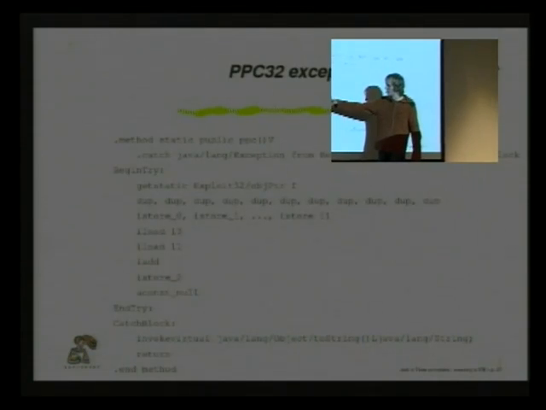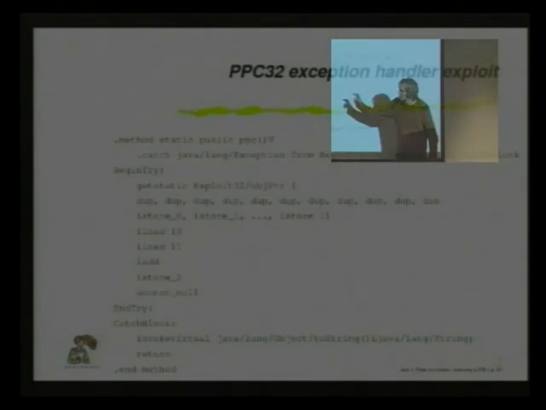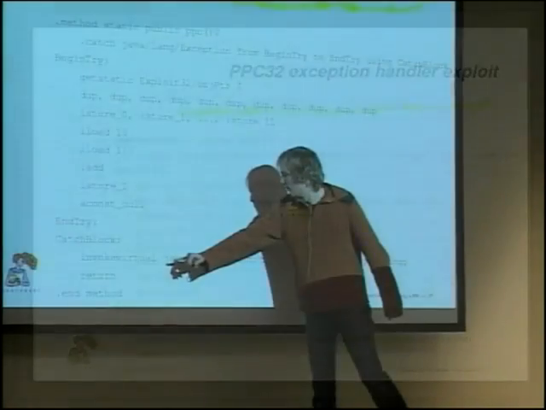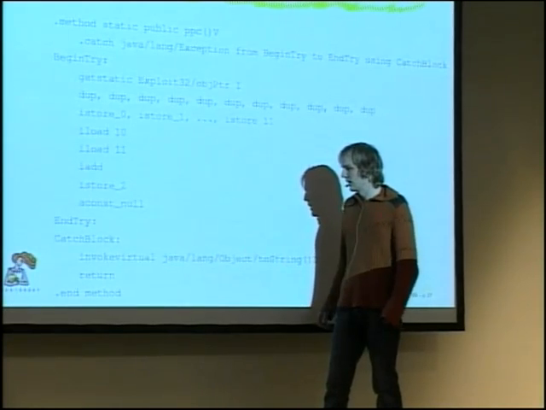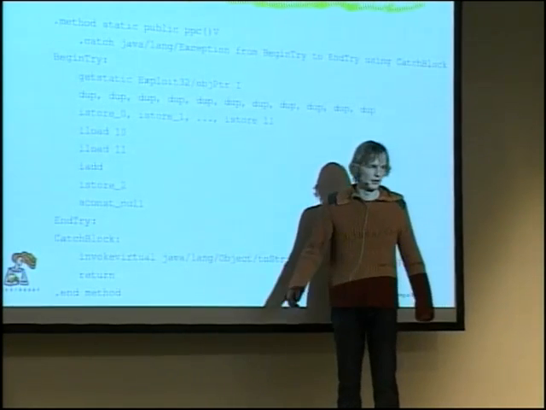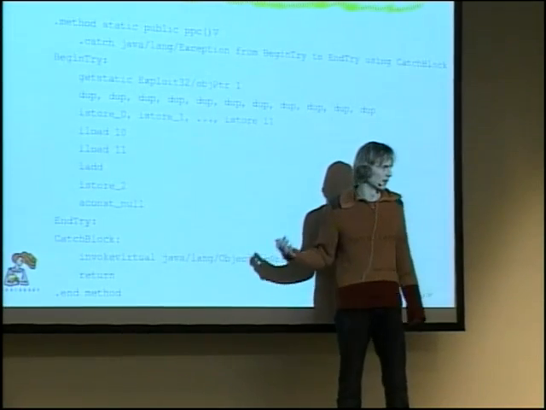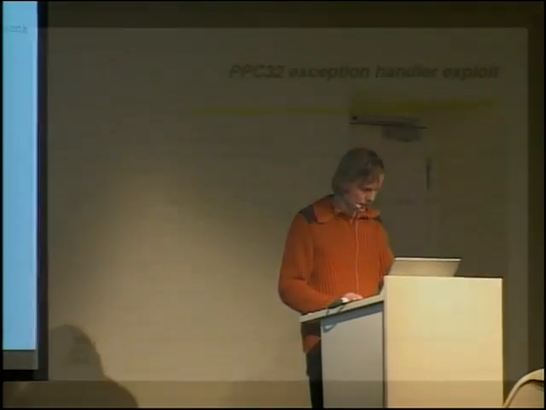And now, without throwing an exception, we directly fall through into the catch block. At this point, this constant null will be just replaced by the contents of scratch register 1. We invoke a virtual method on this exception object, and at this point, the shell code gets executed. So I'm going to demonstrate this too.